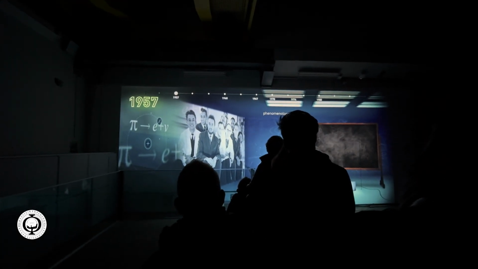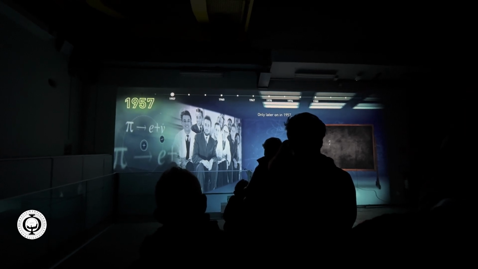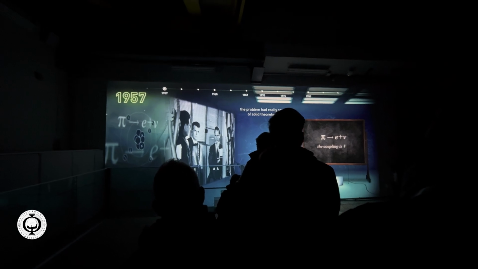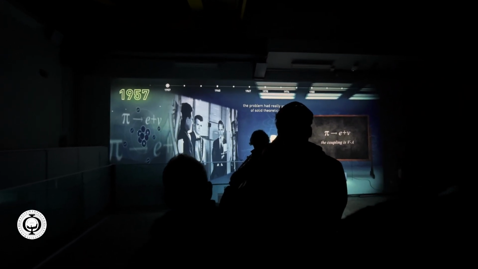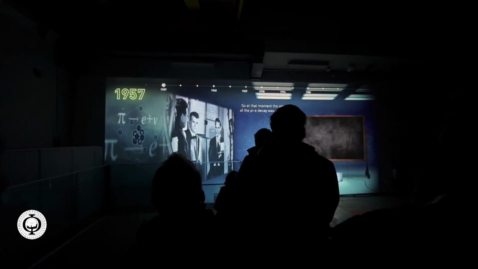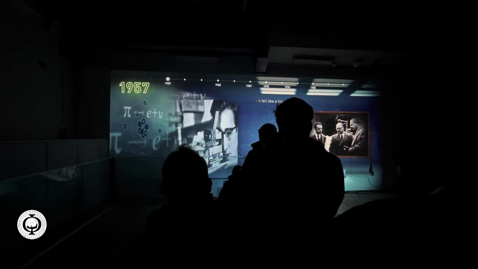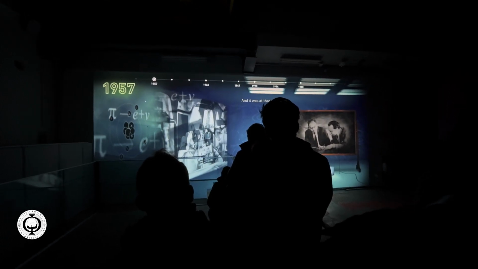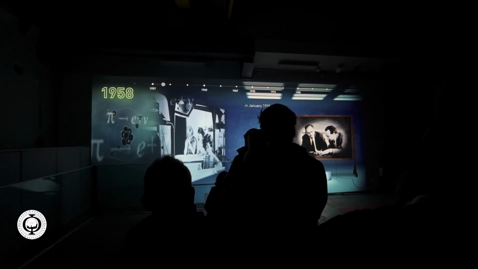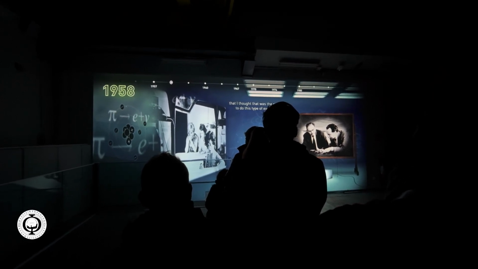Only later on, in 1957, the problem really had some kind of solid theoretical basis. So at the moment, the absence of the pi decay was very critical. It was essentially a block for the physics to go through. It was really felt like that, like a block. And it was at that time, in January 1958, that I thought that that was the right moment to do this type of experiment.